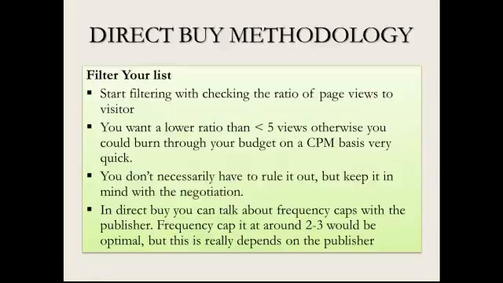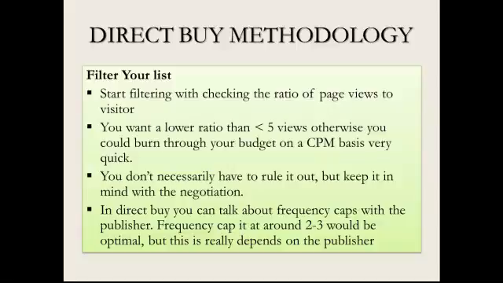So we want to first start looking at the ratio of page views to visitor. You want a lower ratio than 5 views per visitor. What that means is that every time per 24-hour period that they come to that website, they don't view more than 5 pages. And the reason we want that number lower than 5 is because if we're paying on a CPM basis, we're going to end up burning through our budget much quicker.